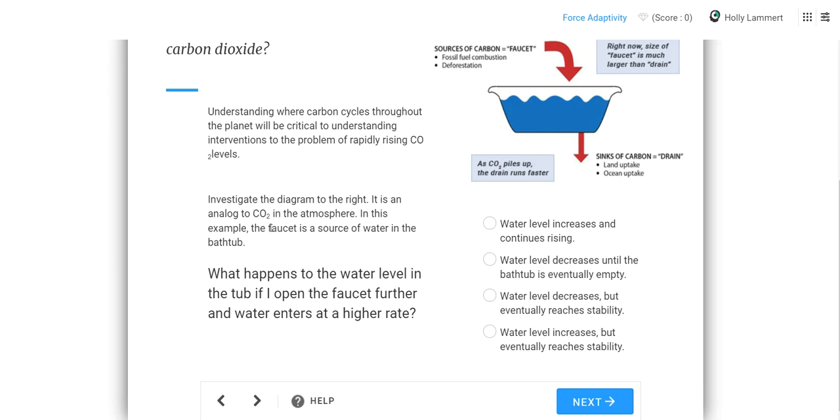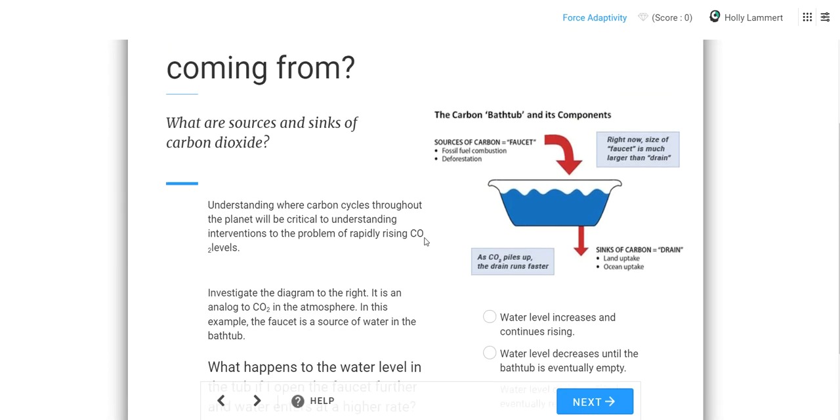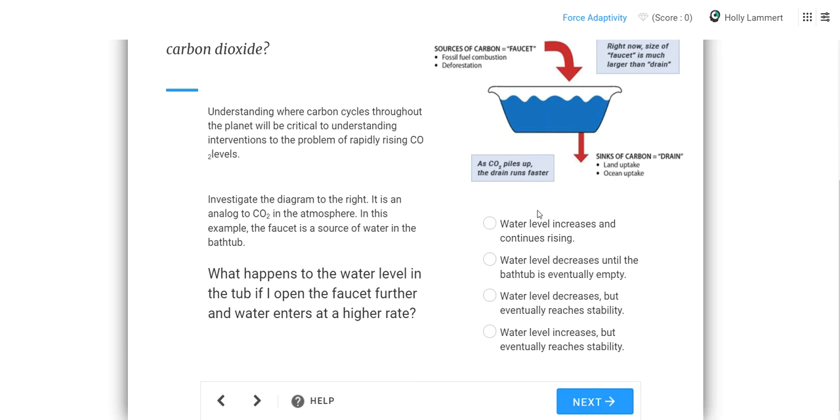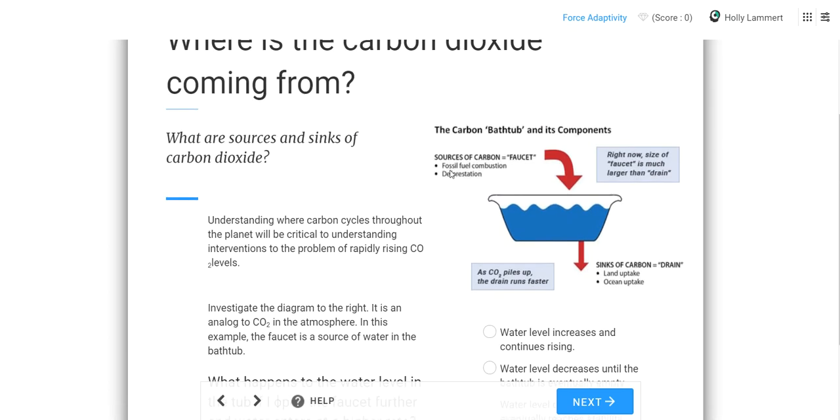In this example, the faucet is a source of water in the bathtub. What happens to the water level in the tub if I open the faucet further and water enters at a higher rate? Will water levels increase? So here, let's look at our diagram first. We have the water bathtub and its components. We have the sources of the carbon, which is the faucet, fossil fuels, and deforestation. That's like cutting down trees. Why would that be an increase of carbon to the atmosphere? Because that carbon no longer is in the tree, it's then in the atmosphere.